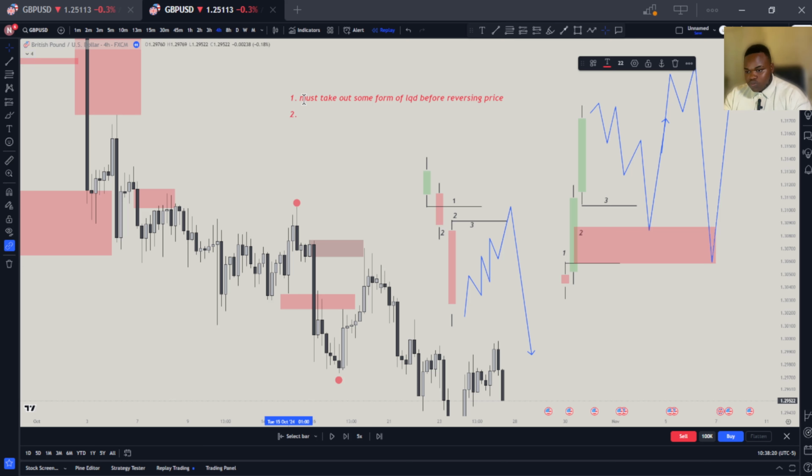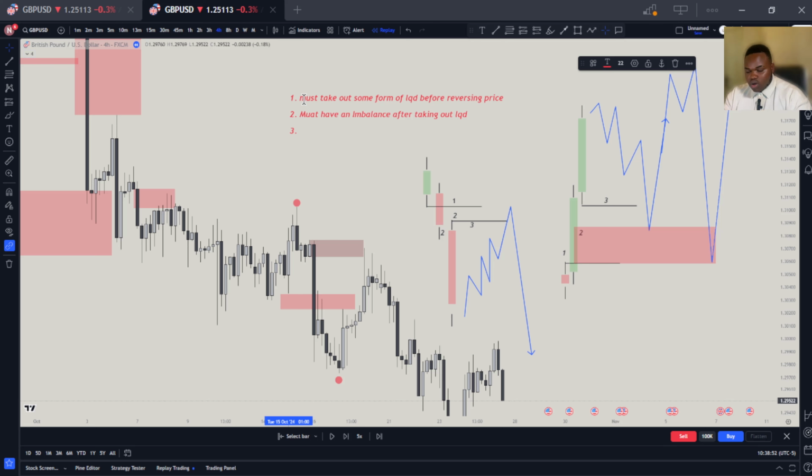Number two, the second most important: a block must have an imbalance after taking out liquidity. It must have an imbalance after taking out liquidity.